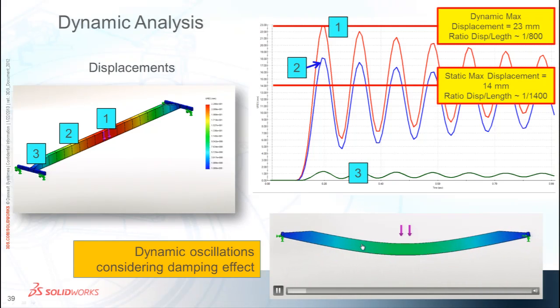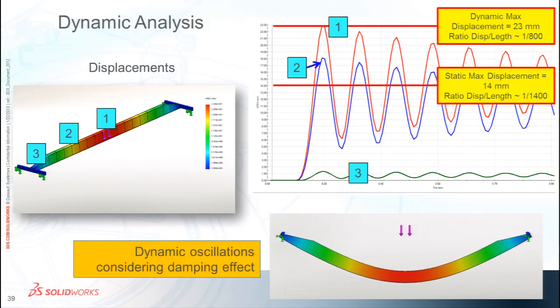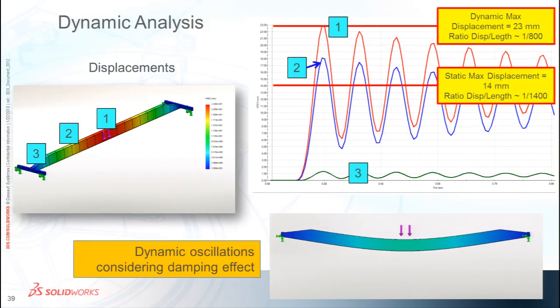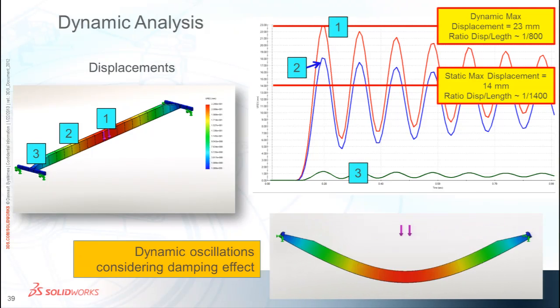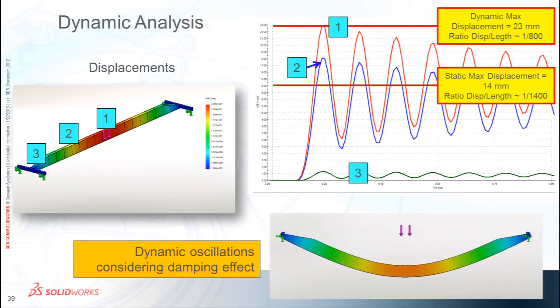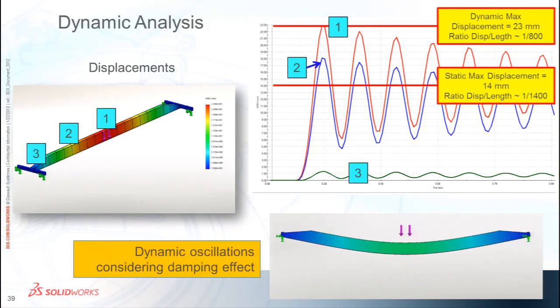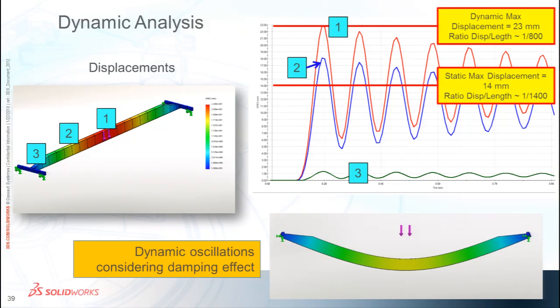And here you have an animation. You can see how the damping effect is working, because they start with a huge displacement, 23 millimeters, and they are getting damped, right? At the end, after 5-6 seconds, the bridge is not moving anymore. Is it clear here? Is it okay? Any questions? Okay.